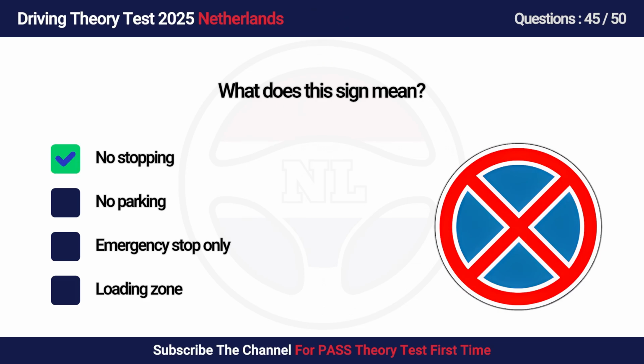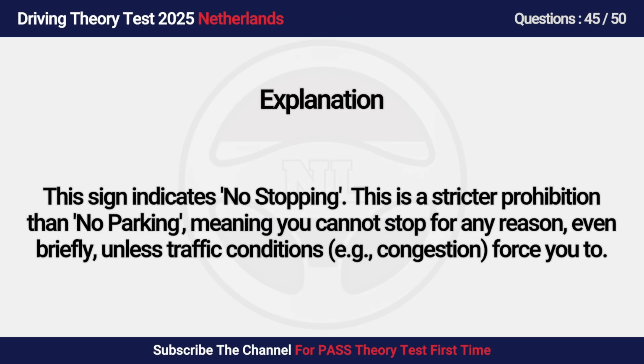Answer is A. No stopping. This sign indicates no stopping. This is a stricter prohibition than no parking, meaning you cannot stop for any reason, even briefly, unless traffic conditions, e.g. congestion, force you to.